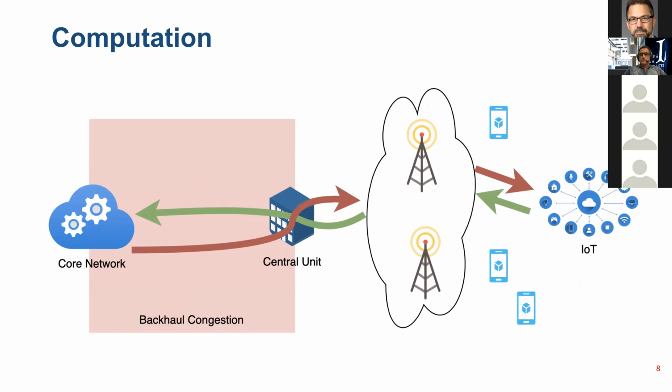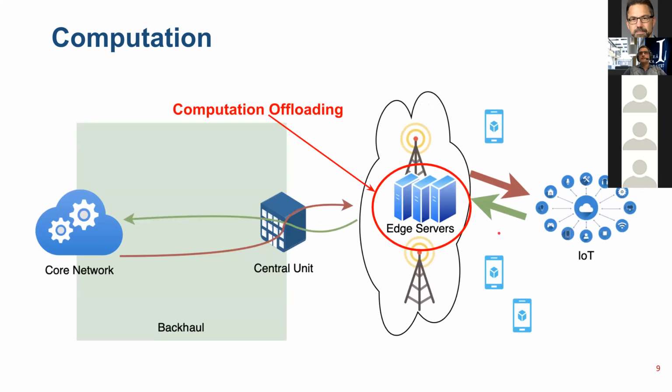So one of the obvious solutions is to bring the computing from the center closer to the edge. We call it edge servers, or as ETSI calls it, multi-access edge computing. In this regard, we can offload the computing to the edge sites. Then we break the traffic, so some processes happen on the edge and the others happen on the core network. In the same fashion, we can also put caching here.